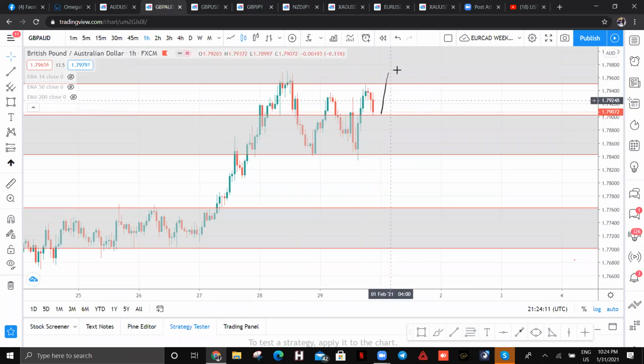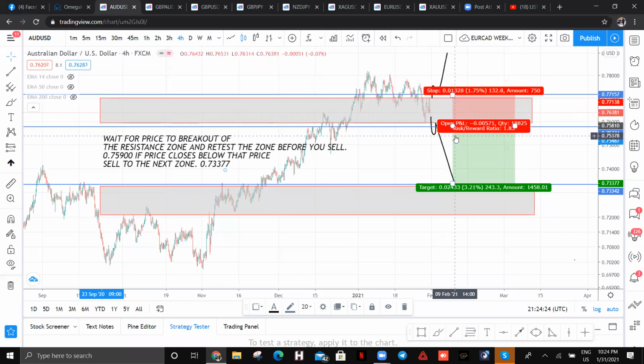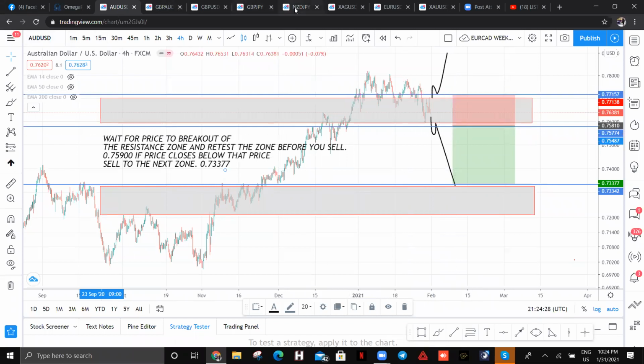GA2 is good to buy for me as soon as the market, for the fact that it's closing above this, we are buying it. NZD USD is a sell, but to confirm this sell, price needs to break what? Below this zone, retest it, and we sell to the next zone. I think we're done for this.